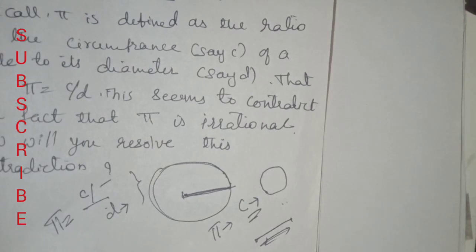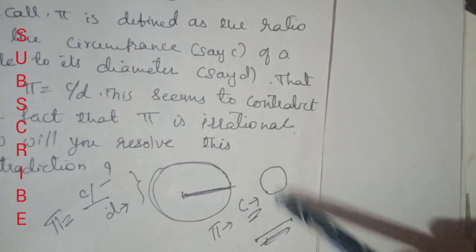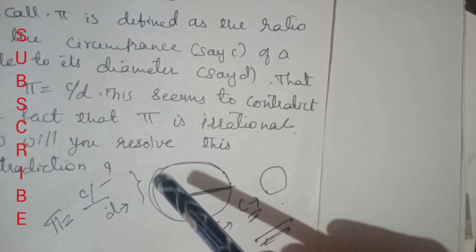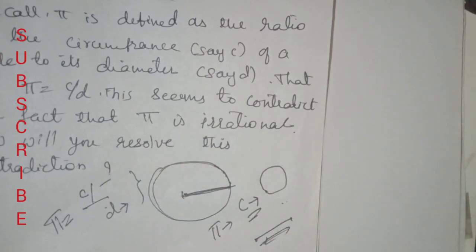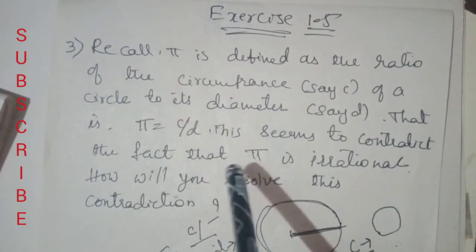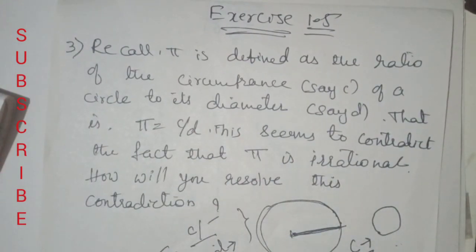So while measuring, there is a possibility of getting an irrational number. Because of that, pi is an irrational number. It doesn't prove that pi equal to C by D is a rational number. It is not at all a rational number. It is an irrational number. Something like this you have to explain.